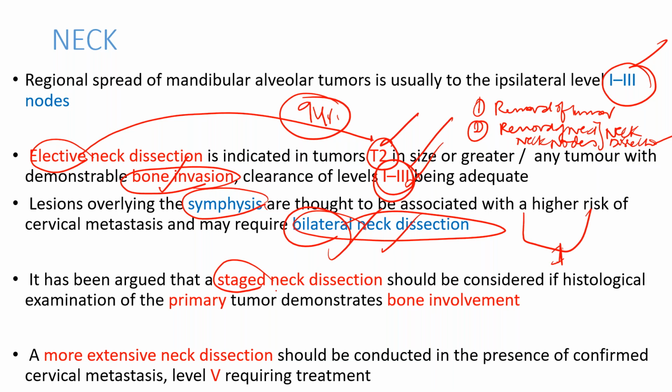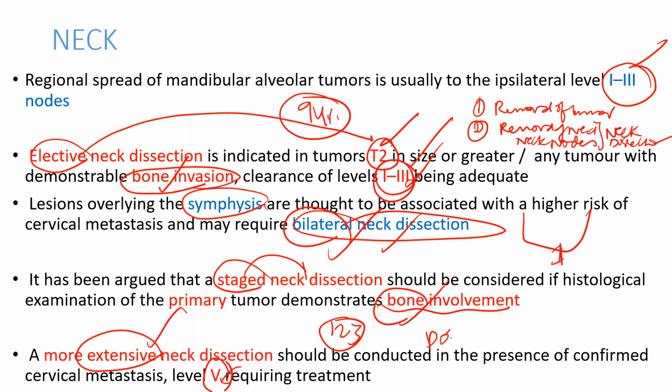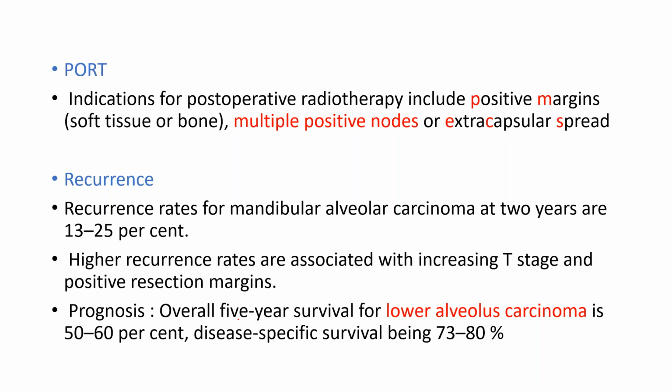Staged neck dissection can be considered if the primary tumor involves bone. If bone involvement is there, you can go for staged neck dissection. Extensive neck dissection should also involve level 5. So 1, 2, 3 only we were telling till now. Level 5 is the posterior triangle nodes, which are also to be removed in the presence of cervical metastasis. Extensive neck dissection is sometimes needed.